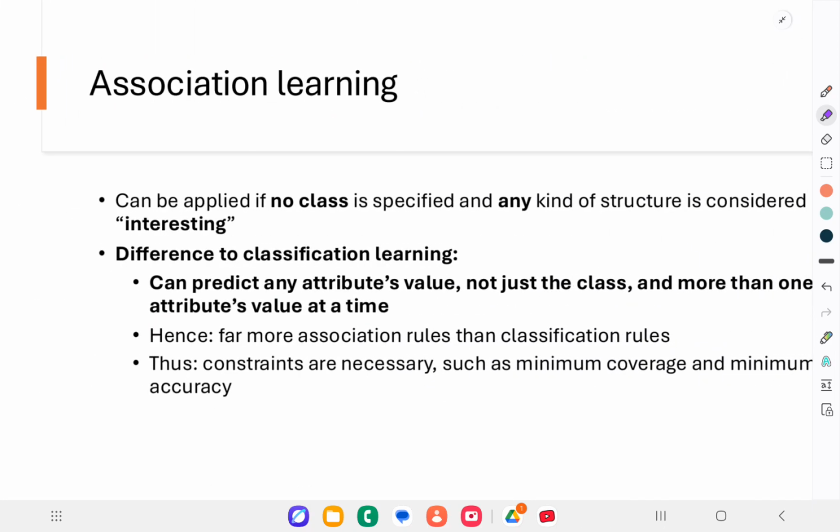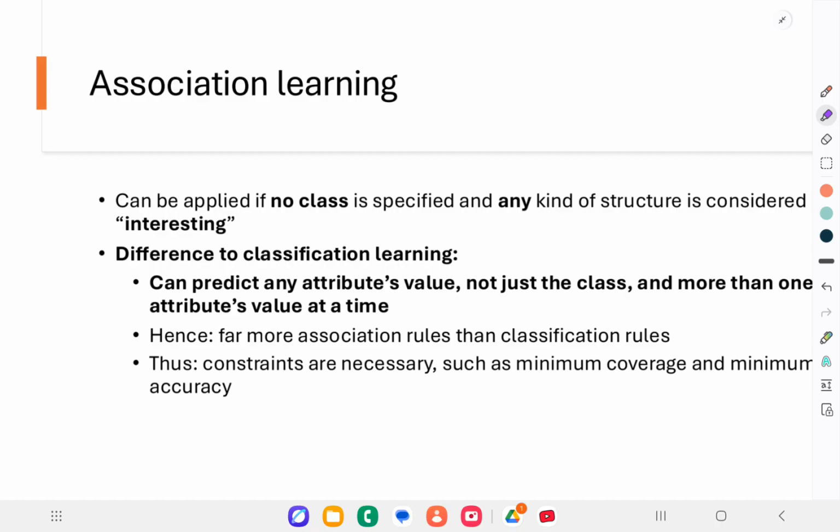Now, association learning is typically used as another type of learning. We'll start discovering how machines learn. Here, we use association learning when no class label is specified, so it's not supervised in the usual sense. Instead of predicting a specific outcome, like in classification or regression, here we ask what combinations of attribute or feature values tend to appear together in the data. The most famous example comes from market basket analysis.